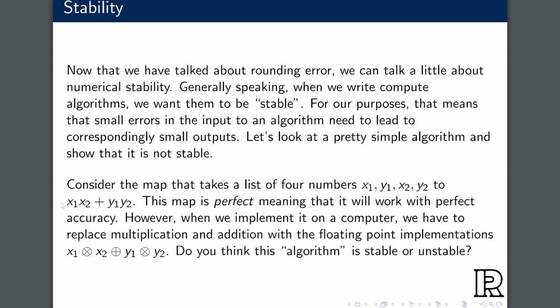Except we do want to do this on a computer. So we have to replace the multiplication and the addition with floating point multiplication and floating point addition. And implicitly, we have to round these numbers to floating point numbers. So I have a question. Do you think this algorithm, this method of computing this product and sum, is going to be stable or unstable?